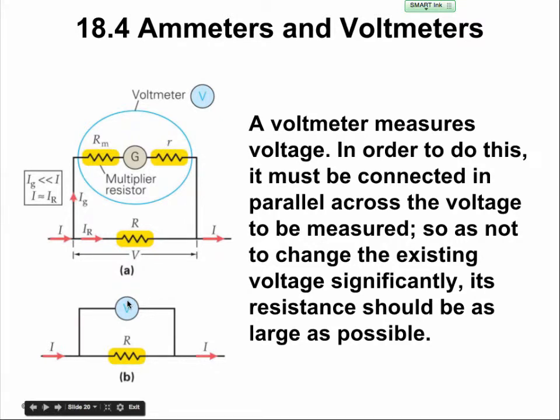So a voltmeter measures voltage. In order to do this, it must be connected in parallel across the voltage to be measured so as not to change the existing voltage significantly. Its resistance should be as large as possible. And that's all based on V equals IR.